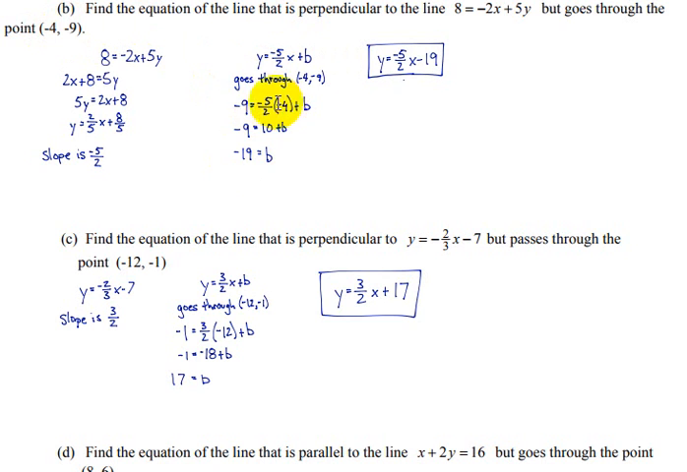Multiplication over division. So 20 over 2 is 10. Subtract 10 from both sides. That's how you get the b by itself. Gives me negative 19. Plug in negative 19 for b, and there's your equation.